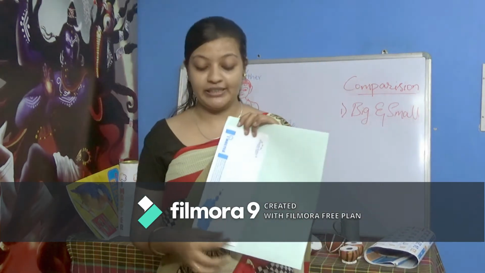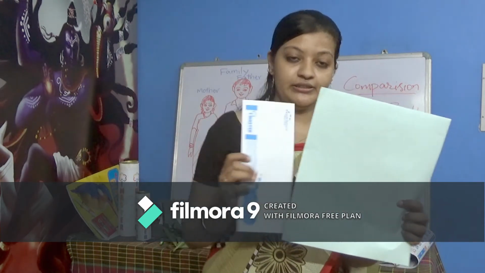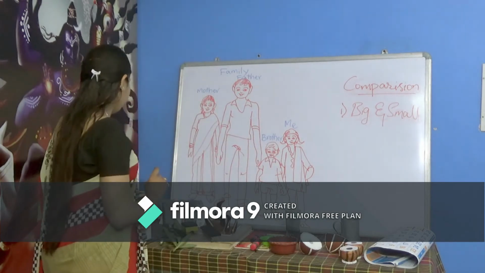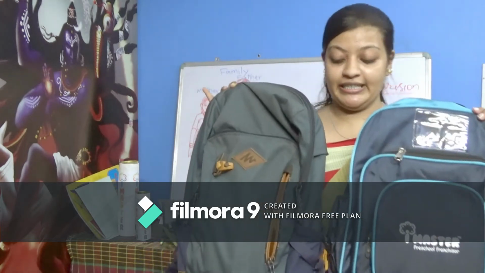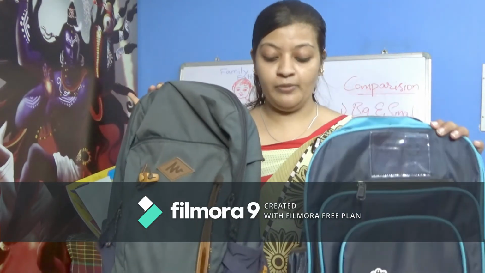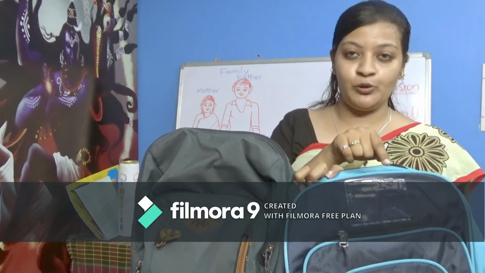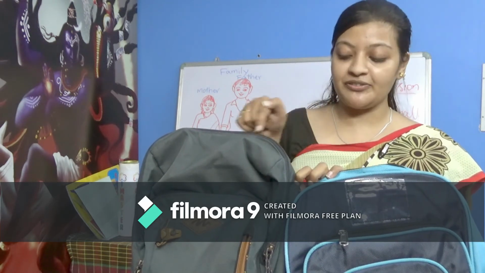So here is one more thing. Here you can see the big envelope and the small envelope. We use it for any letters. We use this one for small letters. And one more article you can see here. Here is the big bag and the small bag. So you can just compare your kid's bag with your teacher's bag. Here you can fill more books, and here you can go with fewer books. And the height of these bags varies. This has more height and this has less height.